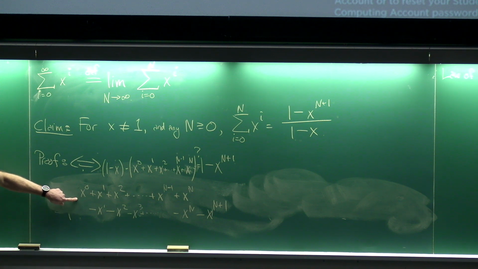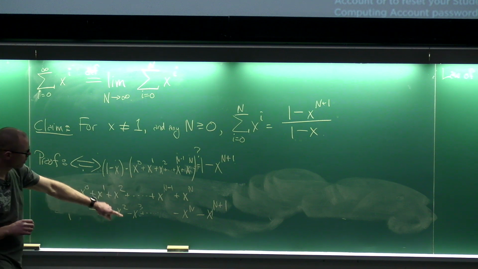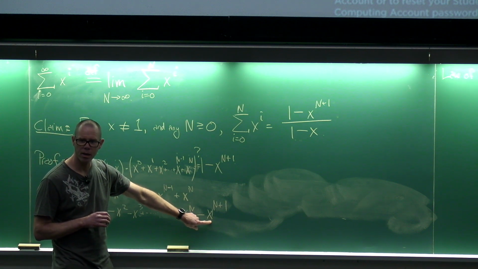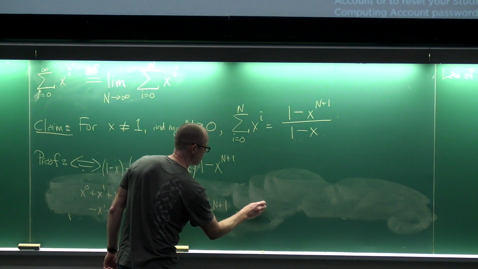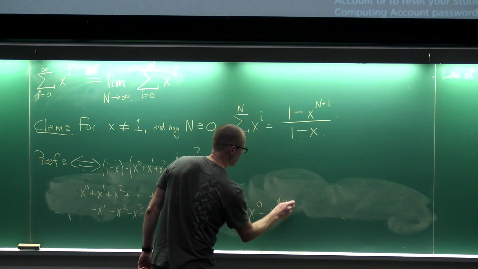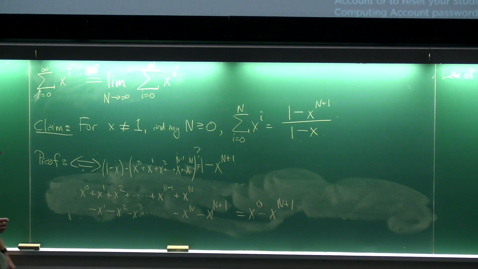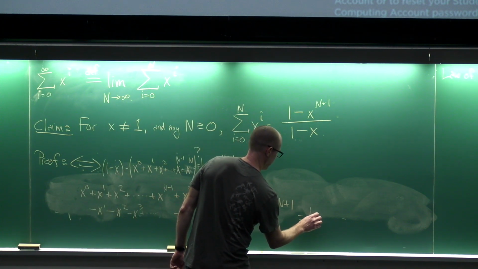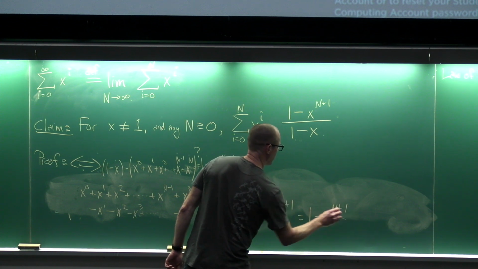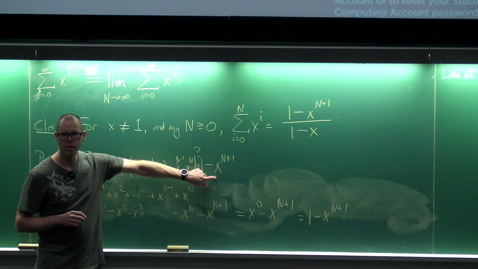And what do you see about this thing? How many terms are actually left here if we cancel everything we can? We've got x to the 0, and those cancel, those cancel, those cancel, everything cancels except for the minus x to the n plus 1. So this is x to the 0 minus x to the n plus 1. But wait a minute, what's x to the 0? 1. So this equals 1 minus x to the n plus 1. And indeed, that's what we needed to show.